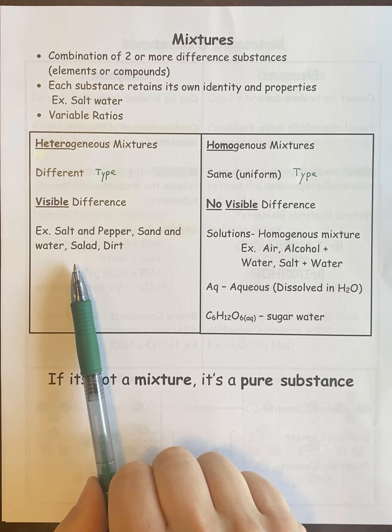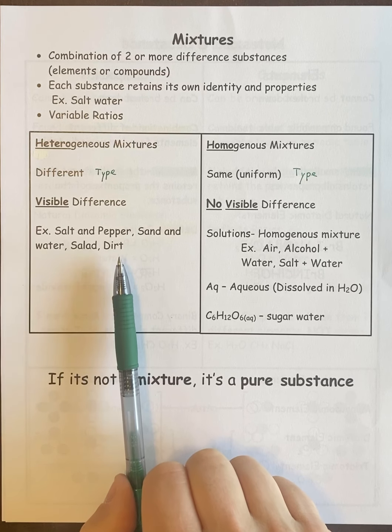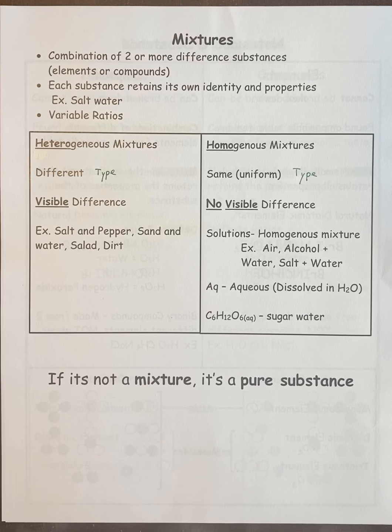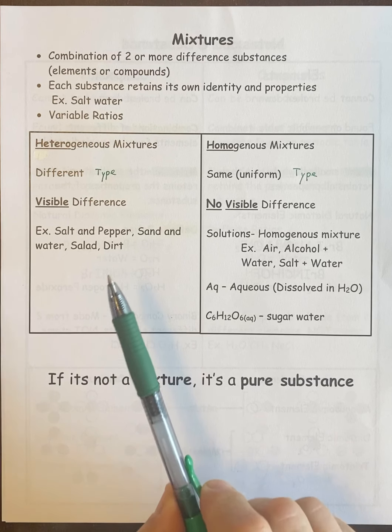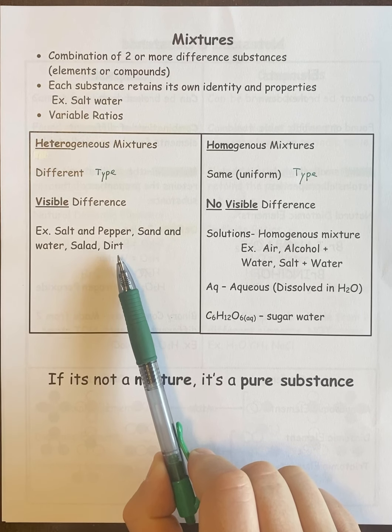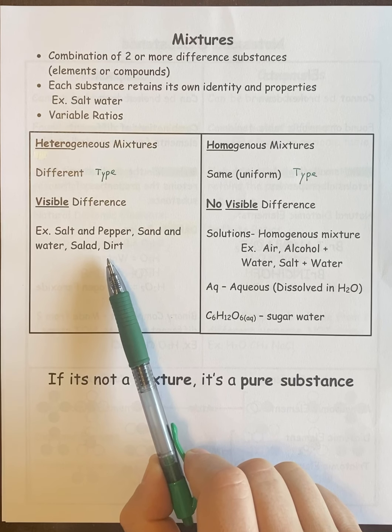I'll see lettuce, I'll see tomatoes, they're different things. Dirt, now this one throws people off because unless you've actually gotten into dirt and or you like to garden and things like that, you may not have noticed from a distance, dirt just looks like dirt, okay? But when you get up close, you see that dirt is made up of lots of different things.